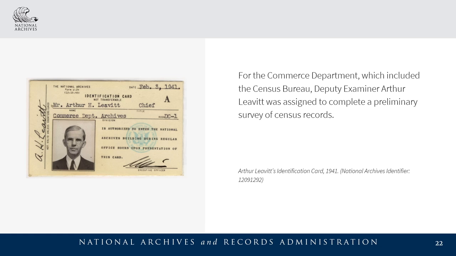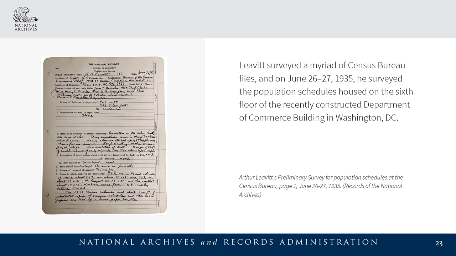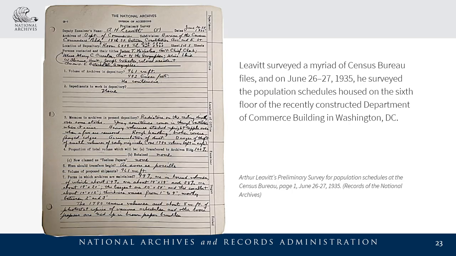And for the Commerce Department, which included the Census Bureau, the National Archives deputy examiner, Arthur Levitt, started the preliminary survey of its records. Levitt surveyed a myriad of Census Bureau files, and on June 26 and 27, 1935, he surveyed the population schedules housed on the sixth floor of the recently constructed Department of Commerce building in Washington, D.C. This image here is of the preliminary survey. Levitt noted some hazards associated with how the records were kept.